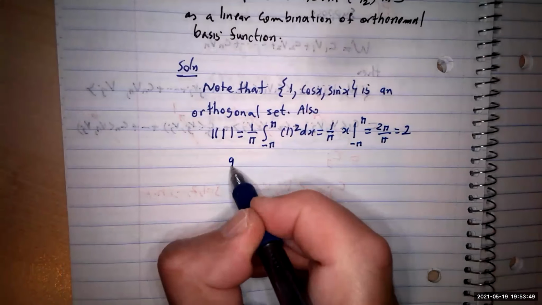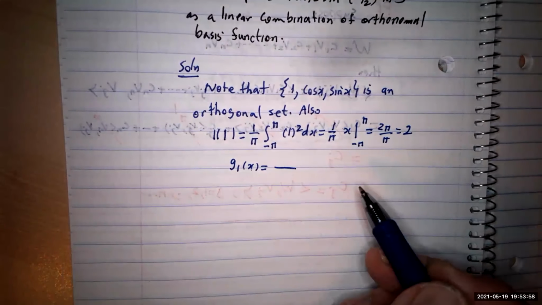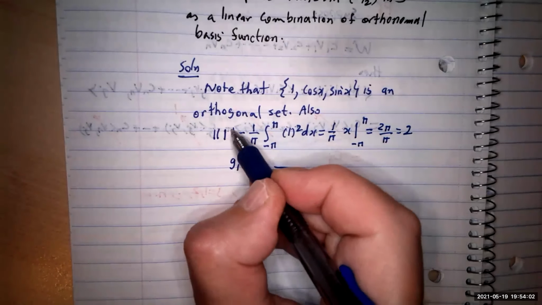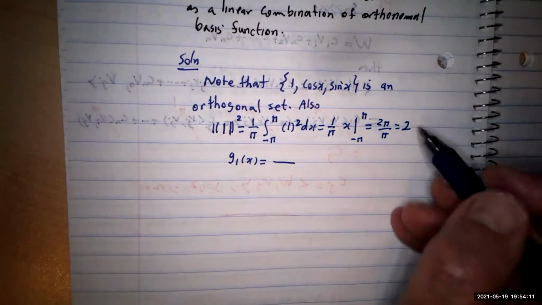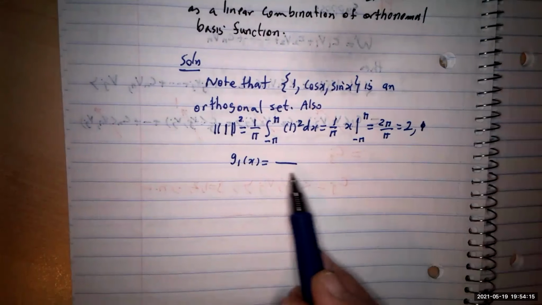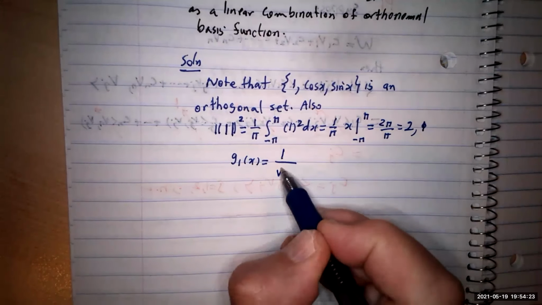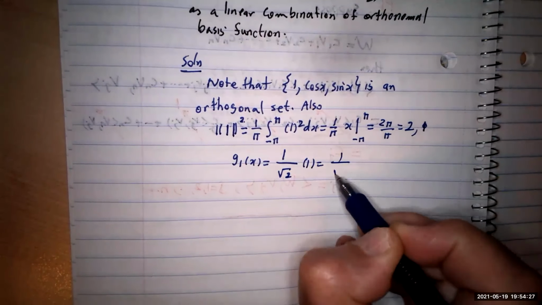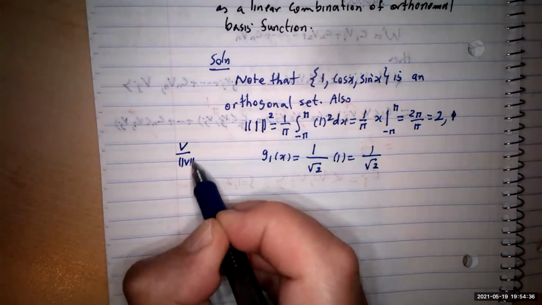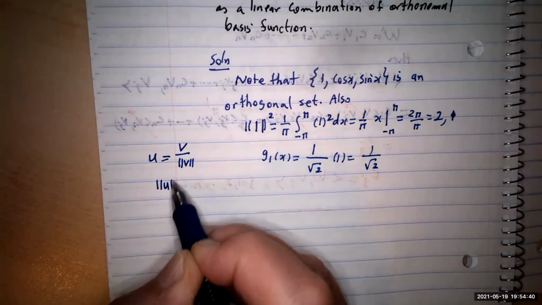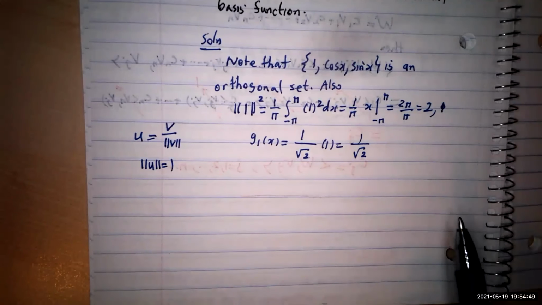So suppose, for example, g1 of x is the normalized version. The norm of the first vector is going to be equal to radical 2. So we change this first one into 1 over radical 2 times 1. We normalize it. If you have a vector v and you divide it by the norm of v, this vector is normalized, meaning it's a unit vector: the norm is equal to 1. So the norm is radical 2, you divide, and that gives 1 over radical 2.